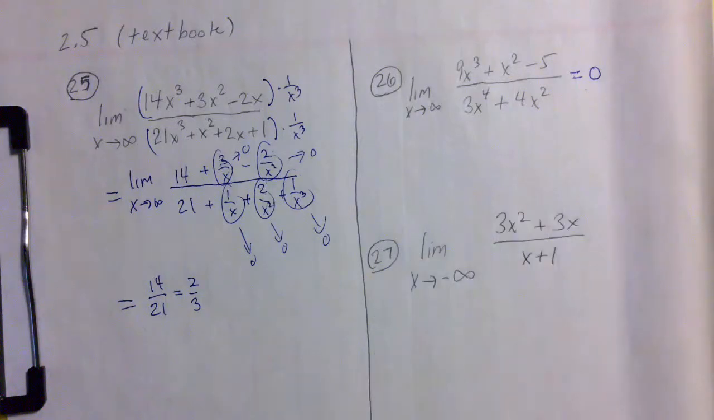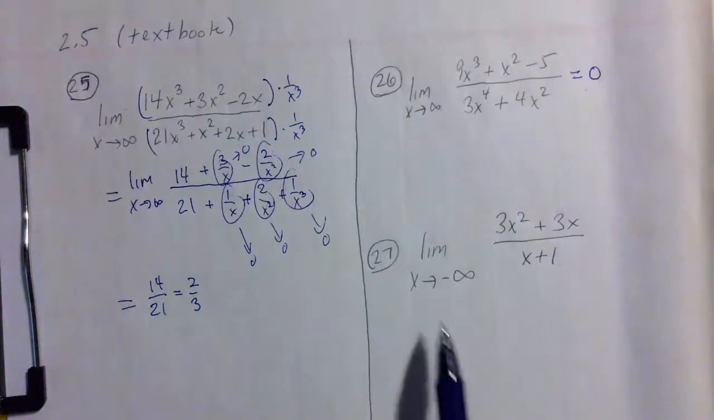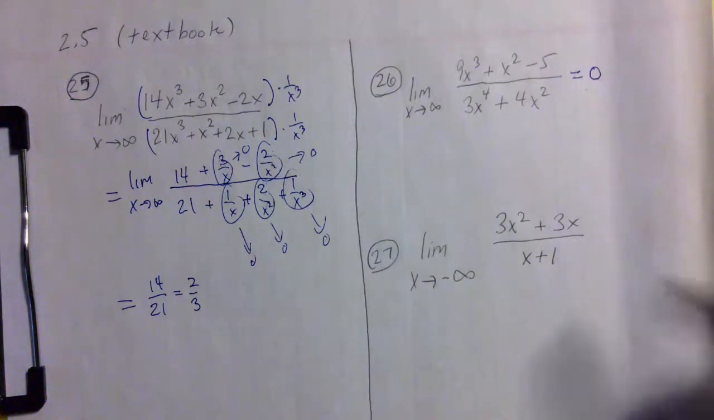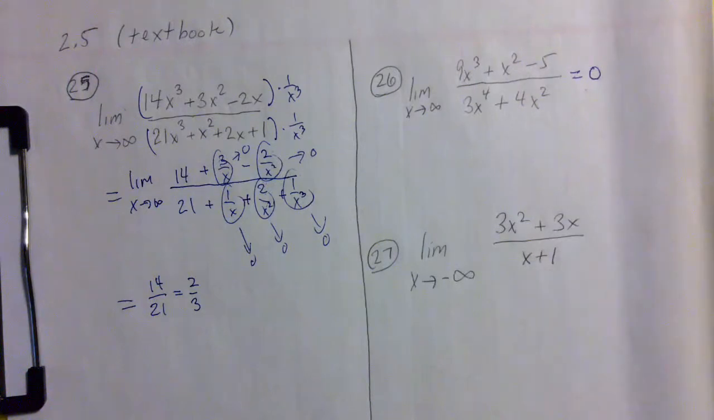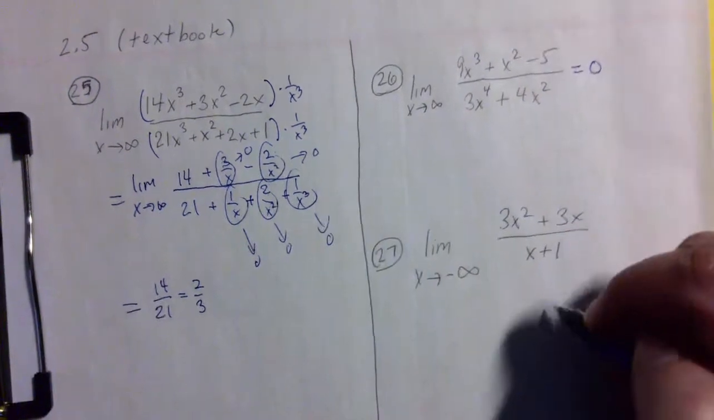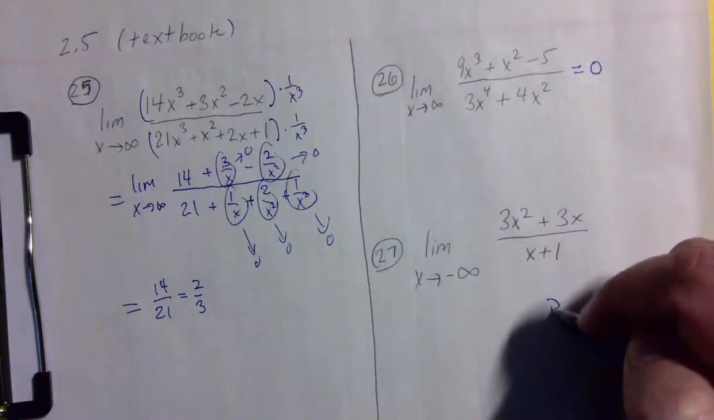Finally, if we look at this last one, we have another rational function, polynomial over polynomial. This time it's the limit as x approaches negative infinity. That doesn't actually change anything about our answer here. Our answers to 25 and 26 would have been the same if we were approaching negative infinity. Whenever the degree in the numerator is bigger than the degree in the denominator, what will be true is that the limit does not exist.